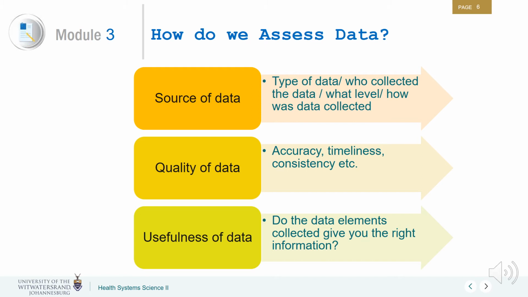When we think about quality, there are a number of dimensions, and we'll discuss this towards the end of this presentation. How accurate is the data that's being collected? How quickly are we using this information? Is the data being collected consistently? Or are there problems with the way that the data is being collected? And any data that we collect is only as helpful as what we do with it. So how useful is the data that we are collecting? Do the data elements collected give us the information that we need to make decisions?